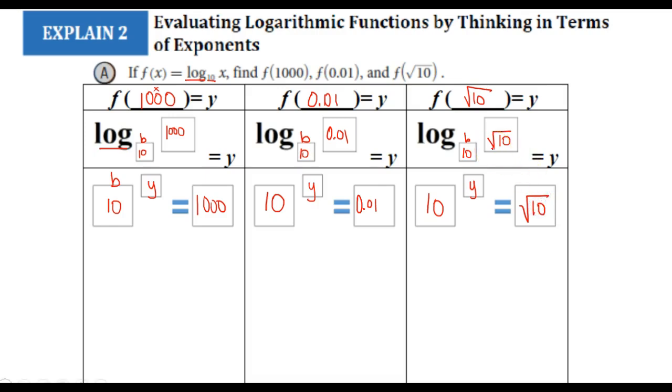Now, you learned how to write certain numbers with certain bases. I'm not asking you to write these out off the top of your head, but try and think of it this way. 10 to the y power is the same as 1000. So 10 to what power would get me 1000? 10 to the first power, 10 to the second power, 10 to the third, or 10 to the fourth?